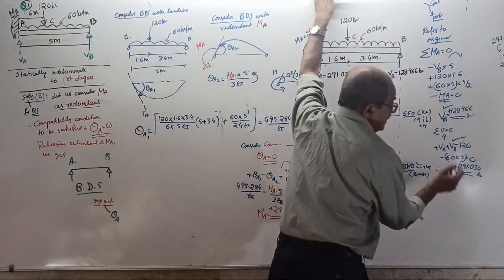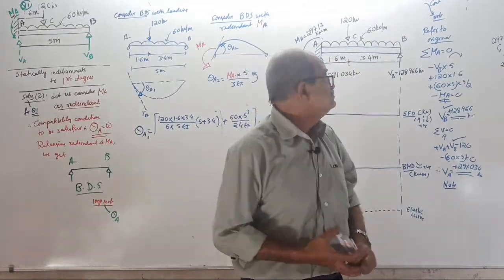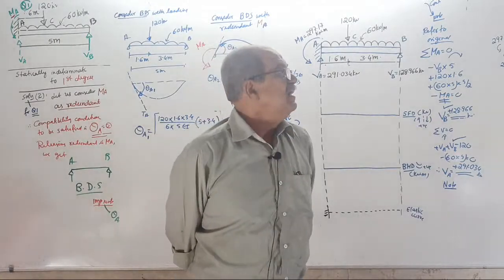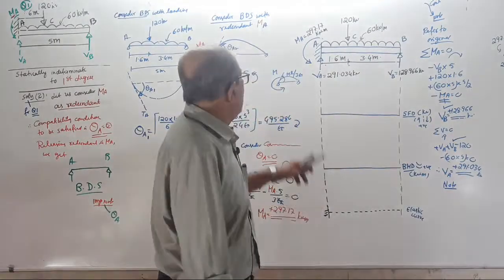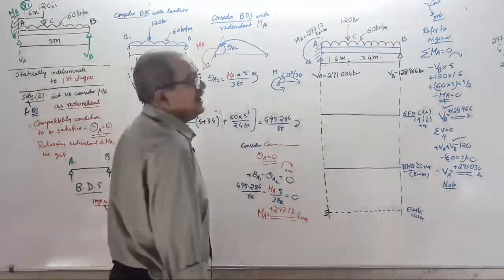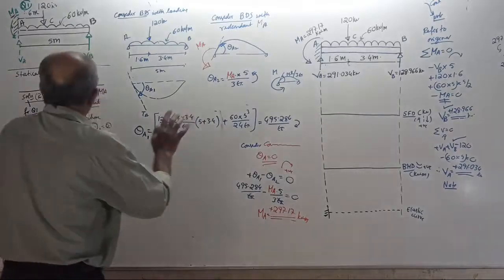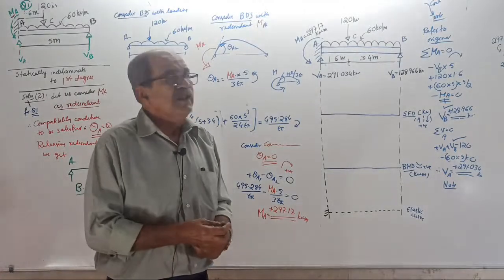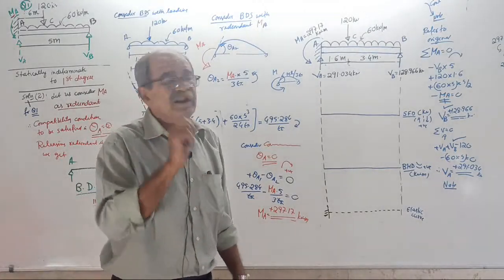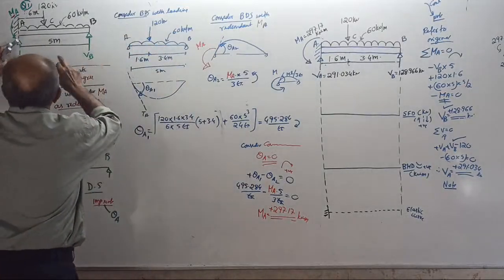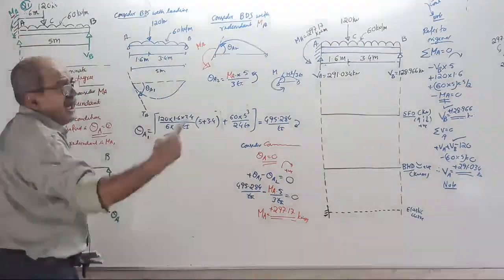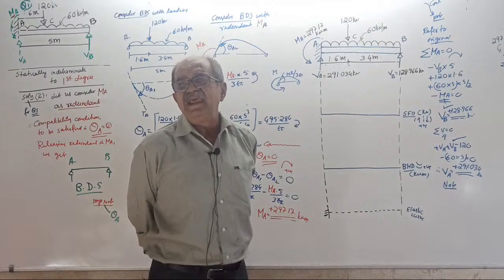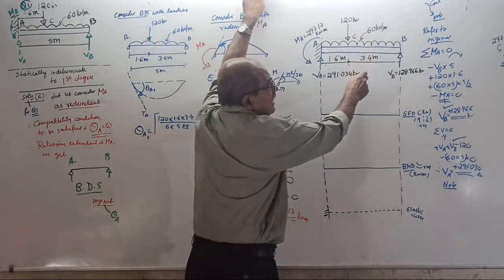Okay, now write a note, what I am dictating right now. We completed the analysis by taking MA redundant. Last class, we solved the same question by taking VB redundant, and we solved the question when support settlement is not given. The values of VA, VB, MA we got last time are already entered here, and today entry is not required because the same entry is for this solution.